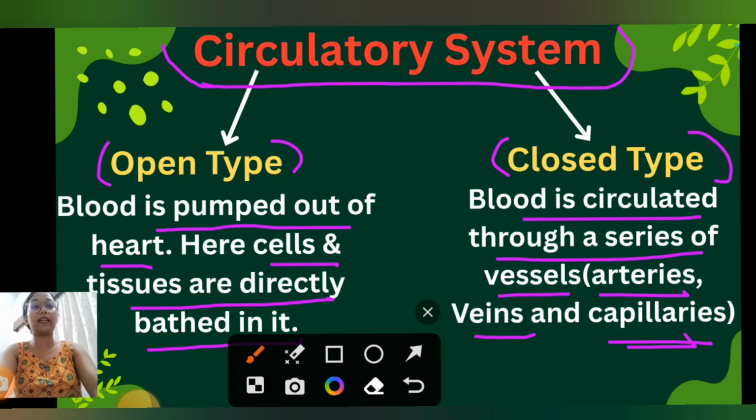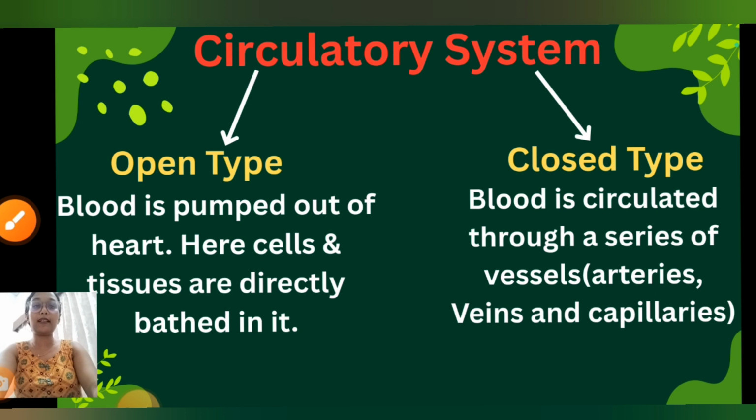Yes, we have a closed type of circulatory system. Our tissues and cells are not directly bathed in the blood. So we have different vessels for the transportation of blood to take place. For oxygenated blood we have arteries, for deoxygenated blood we have veins. Capillaries are there. Is it clear about the digestive system and circulatory system?